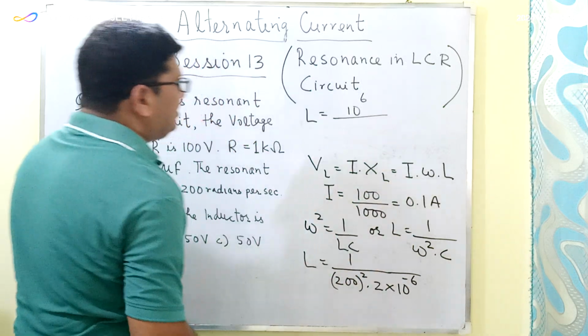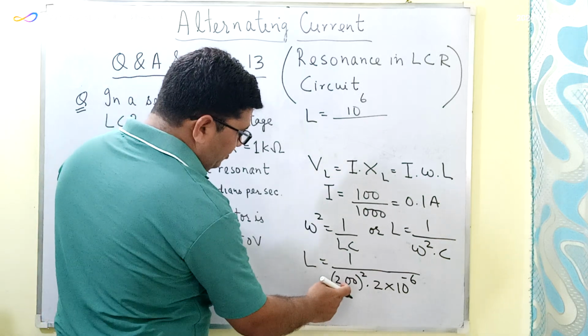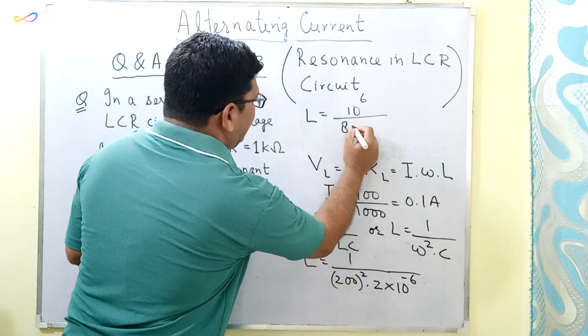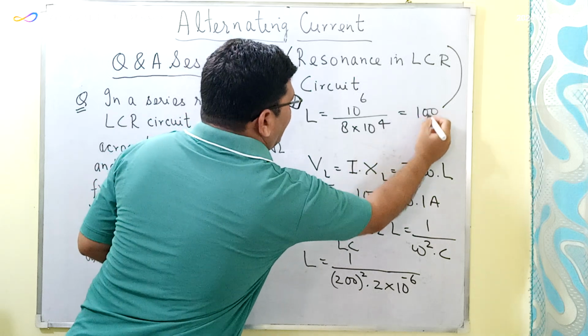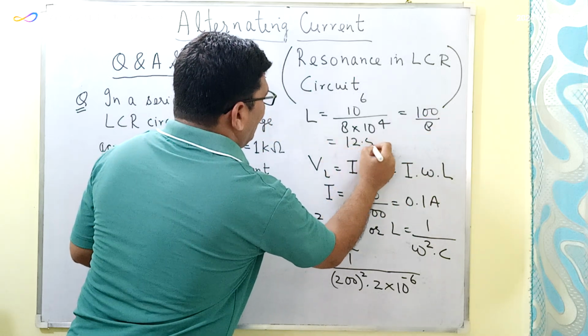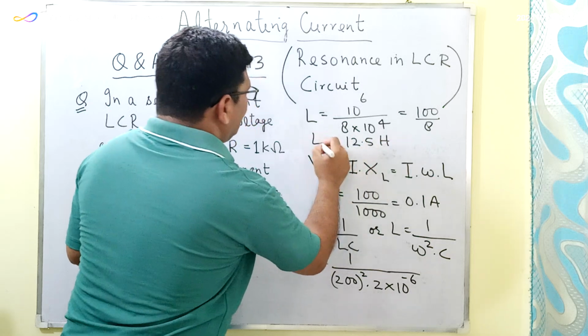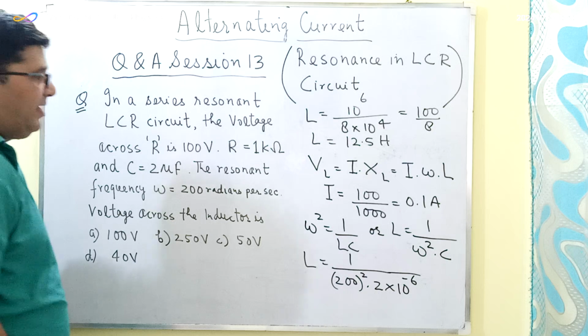When it comes into the numerator, it will be equal to 10 to the power 6, divided by 2 into 4 into 2, which is 8, into 10 to the power 4. So this is equal to 100 divided by 8, or this is equal to 12.5 Henry. So the inductance of the inductor is equal to 12.5 Henry.